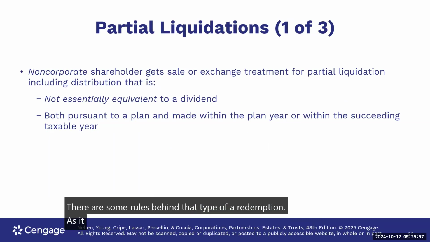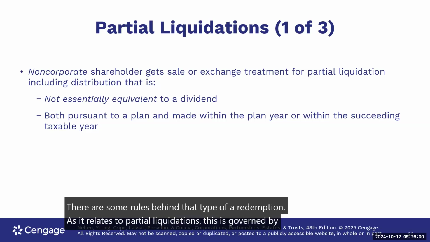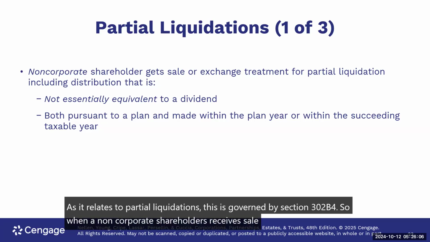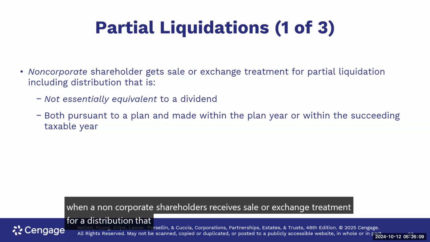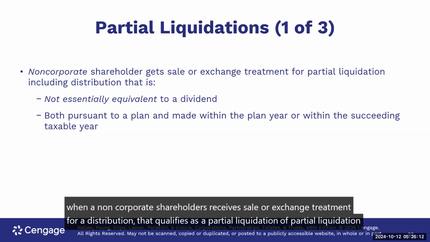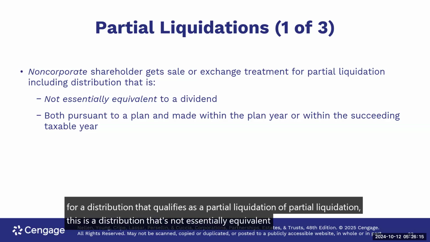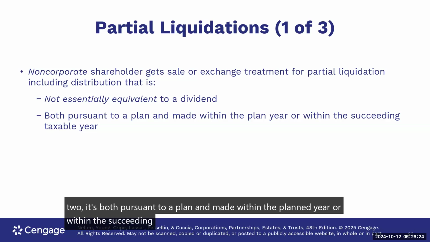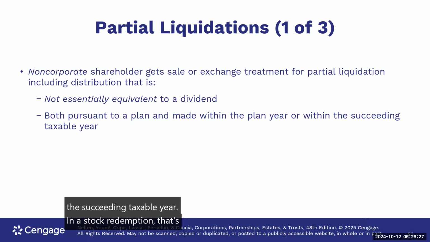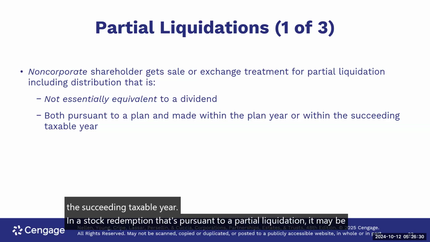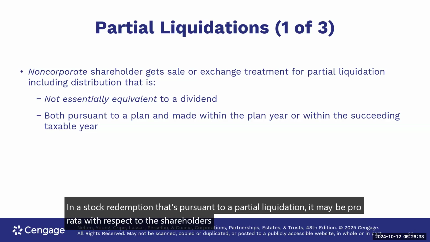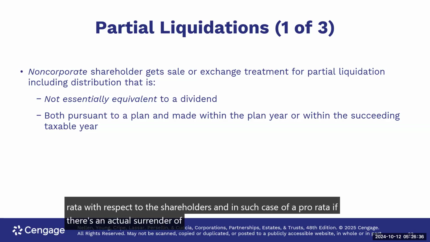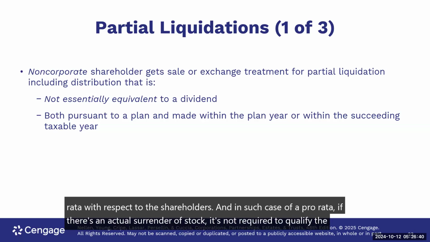As it relates to partial liquidations, this is governed by Section 302(b)(4). A non-corporate shareholder receives sale or exchange treatment for a distribution that qualifies as a partial liquidation. A partial liquidation is a distribution that, one, is not essentially equivalent to a dividend, and two, is made pursuant to a plan and within the plan year or within the succeeding taxable year. A stock redemption pursuant to a partial liquidation may be pro rata with respect to the shareholders. In such a case, an actual surrender of stock is not required to qualify the transaction as a partial liquidation.